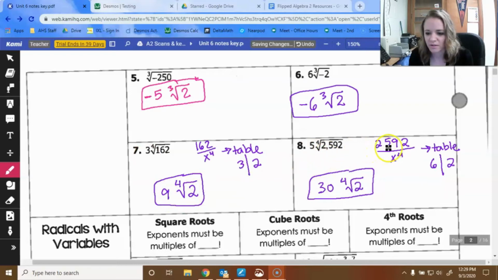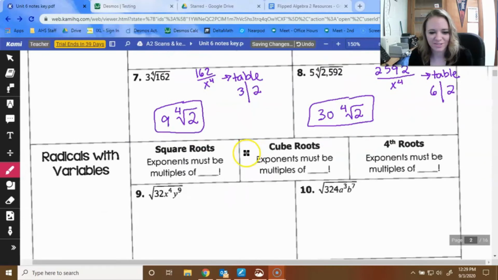Number 8, again, divide by x to the 4th. Look at your table, and you should have seen x is a 6 and the y is a 2. So this pair right here in your table, and then the 5 out front. 5 times the 6 would have changed to a 30, and then 4th root of 2. So hopefully you did all right on that.